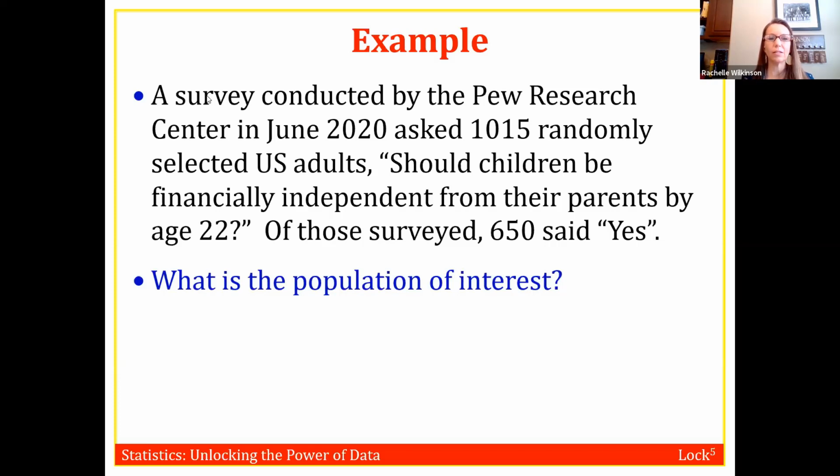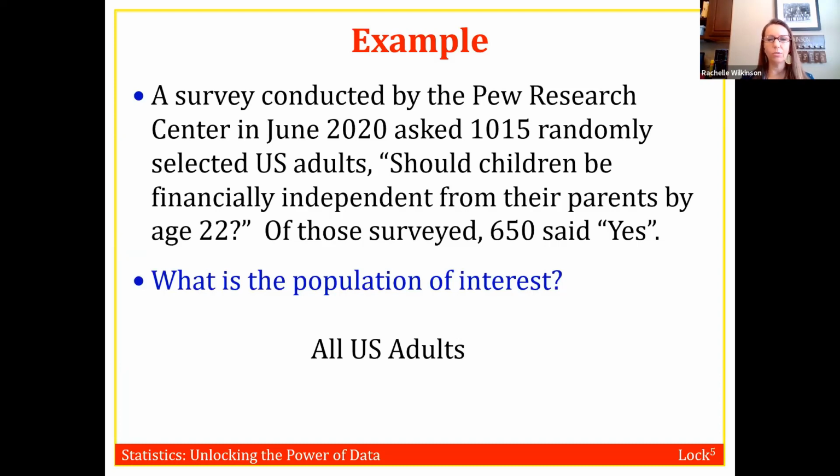So our first question is, what is the population of interest? So remember, the population is everybody we want to draw conclusions about. So what would be the population in this case? Great, so the population is US adults. And sometimes it helps when you're trying to think what is the population, if you use the word all, because the population is going to be all of something. So in this case, it's all US adults. So population, all US adults. Okay, so this is our population.